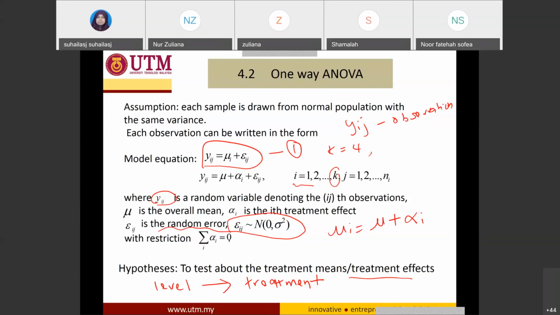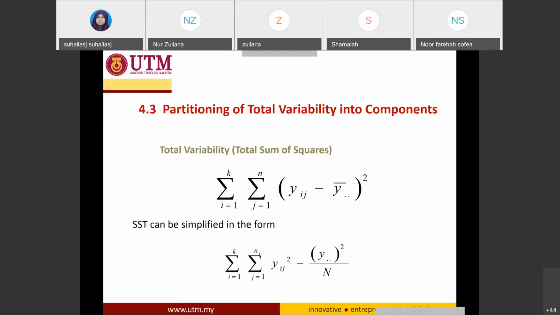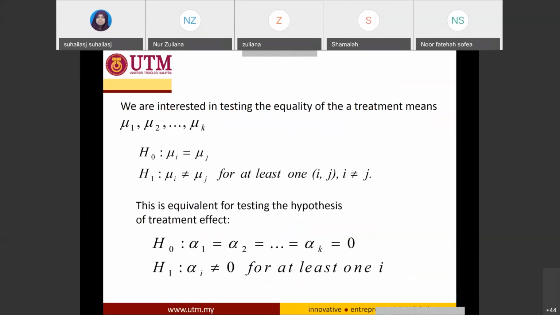Okay. Dalam kamu punya hypothesis, you can write down either you want to test about the treatment mean or treatment effect. Katakan tadi kita tulis untuk apa? Okay, this one lah. So we are interested in testing the equality of treatment mean. Kalau nak test for mean, so kamu tulis macam ni. So mu i equals to mu j, alternative mu i is unequal to mu j for at least one i, j, where your i is unequal to j.